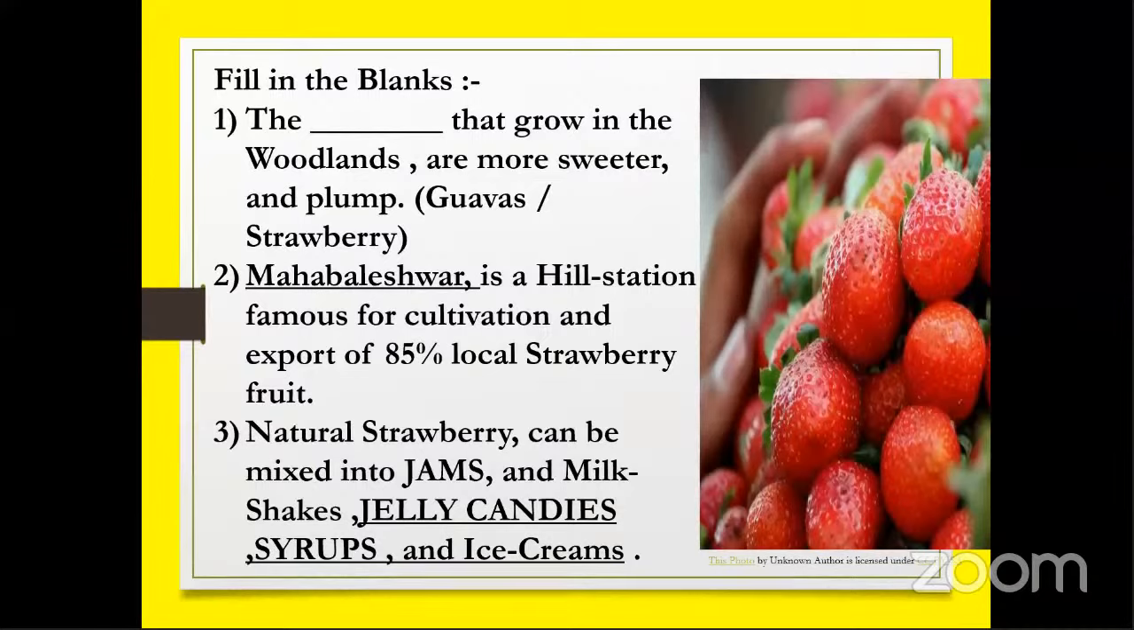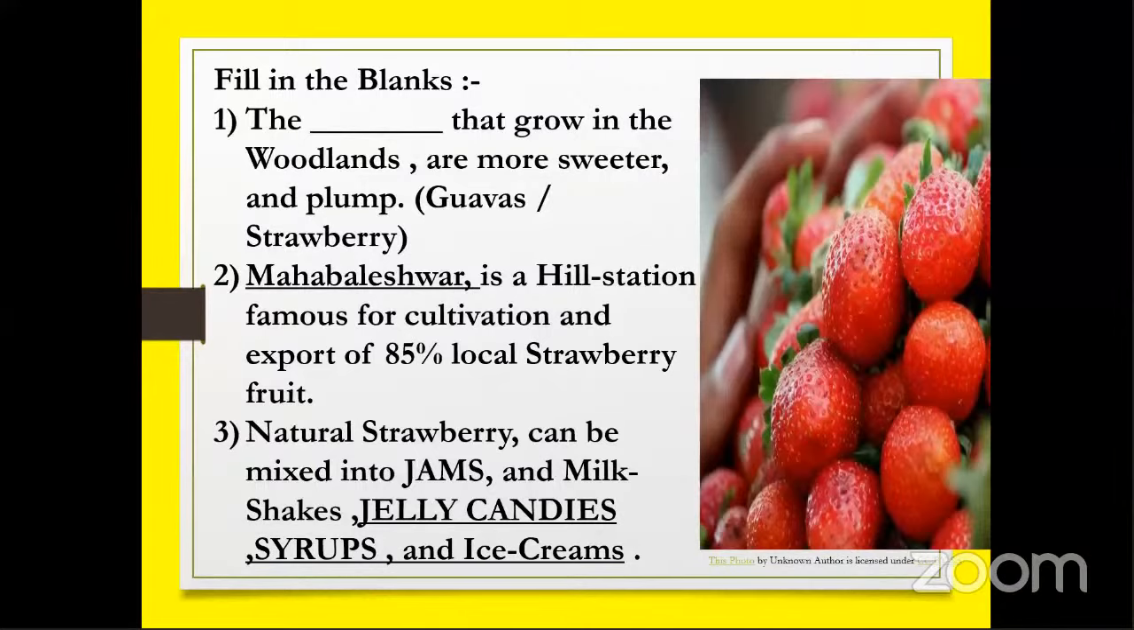Natural strawberry can be mixed into jams and milkshakes, dash, dash, and dash. So there are three dashes you have to write. What can you tell me the first dash name? Jelly candy. Jelly candies. Very good. The second dash? Syrup. Syrups. Very good. That is a syrupy liquid. And the third, the fill in the blank. Ice cream. Very good.